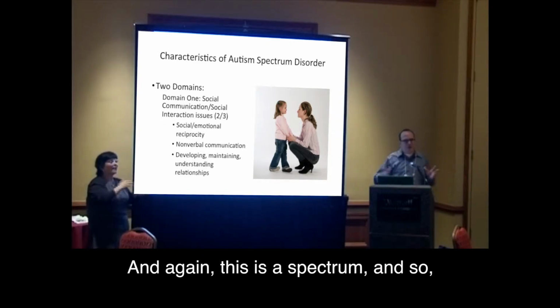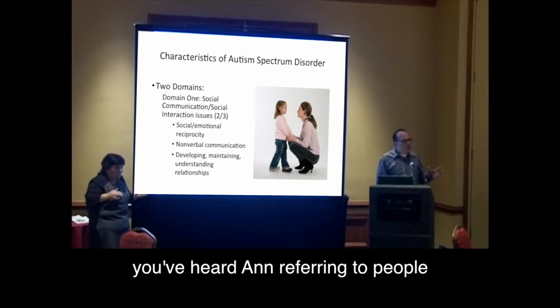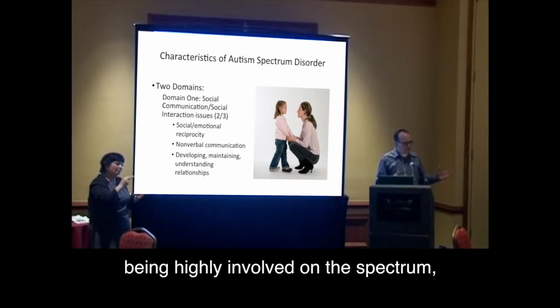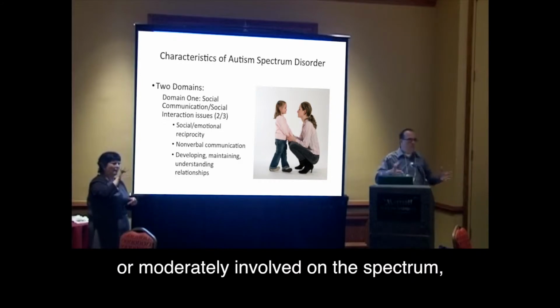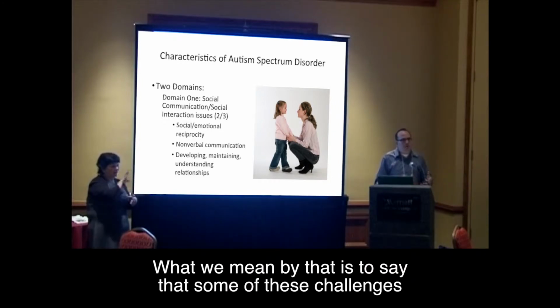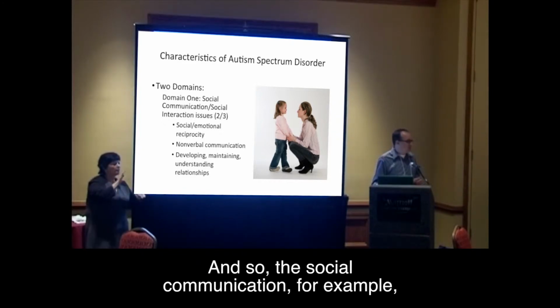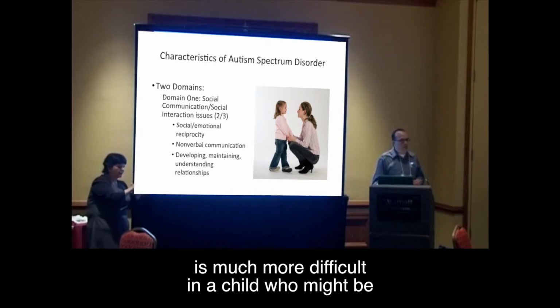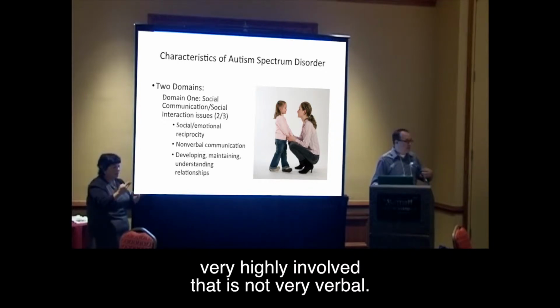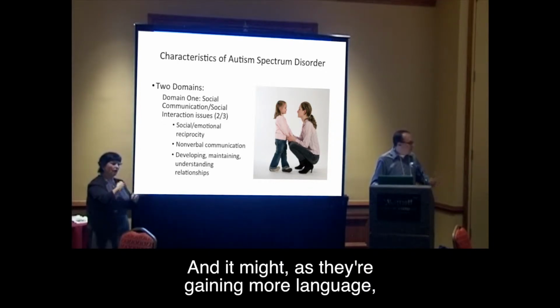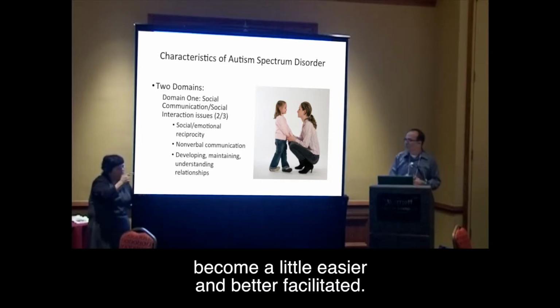And again, this is a spectrum, and so you heard Anne referring to people being highly involved on the spectrum or moderately involved on the spectrum. What we mean by that is that some of these challenges are greater for some people on the spectrum than others. And so the social communication, for example, is much more difficult in a child who might be very highly involved and is not very verbal. And it might, as they're gaining more language, become a little easier and better facilitated.